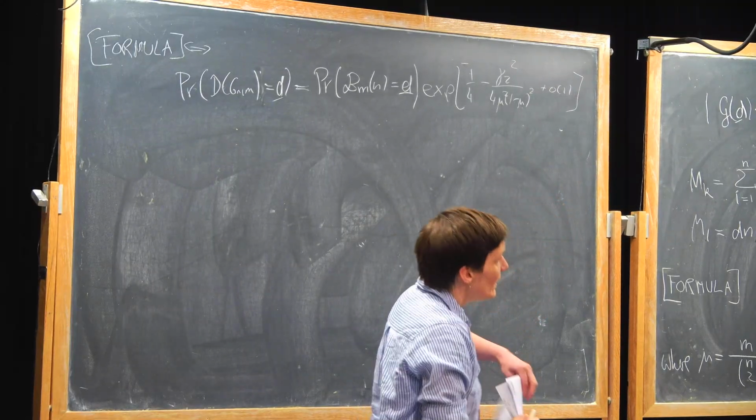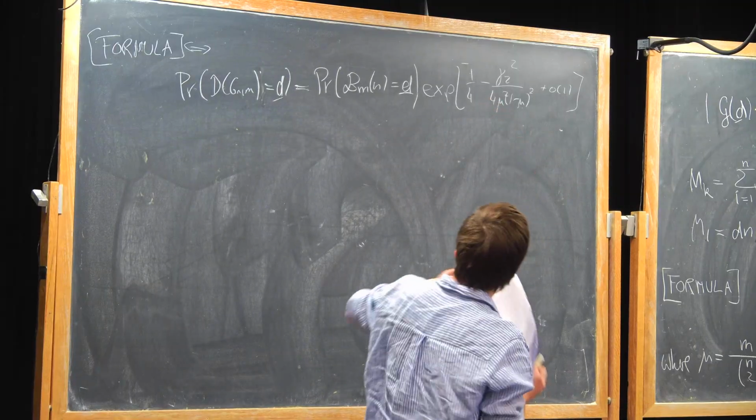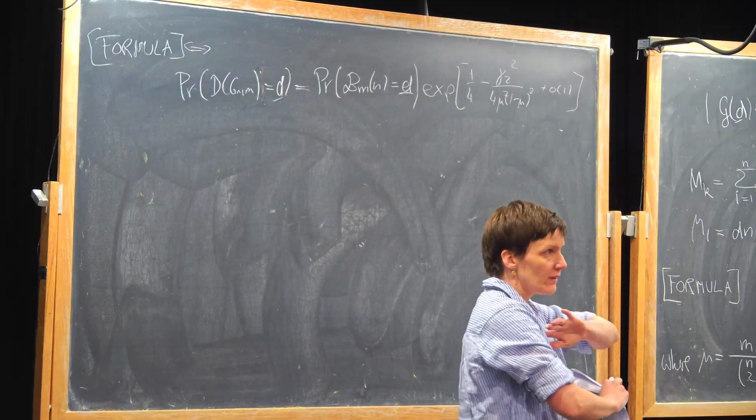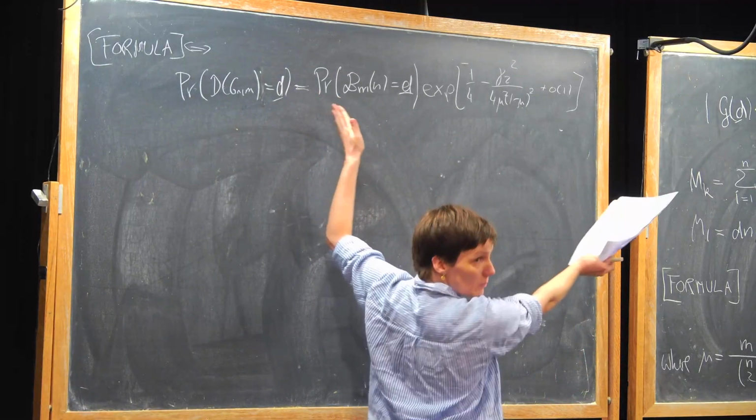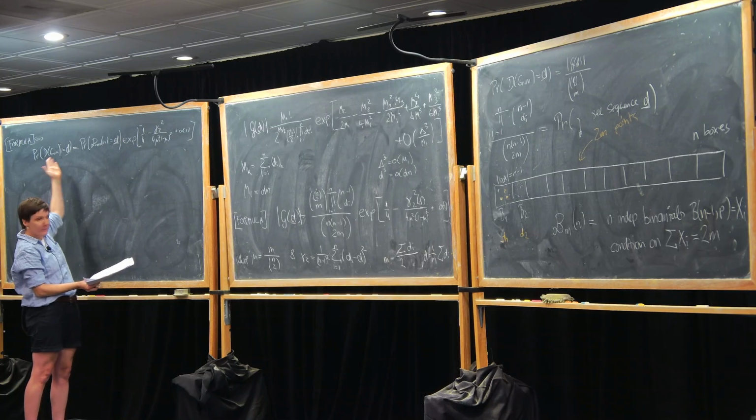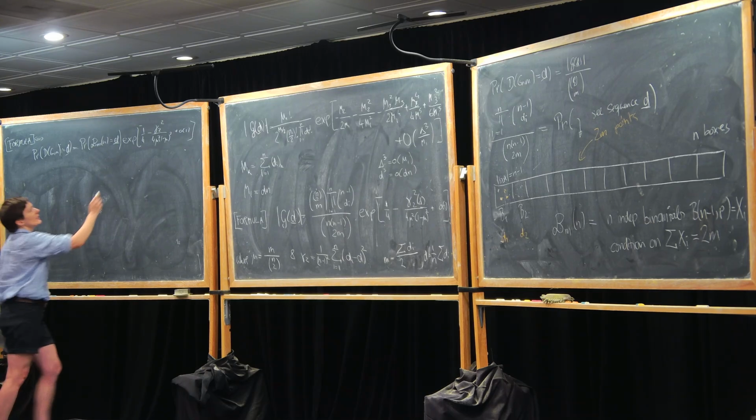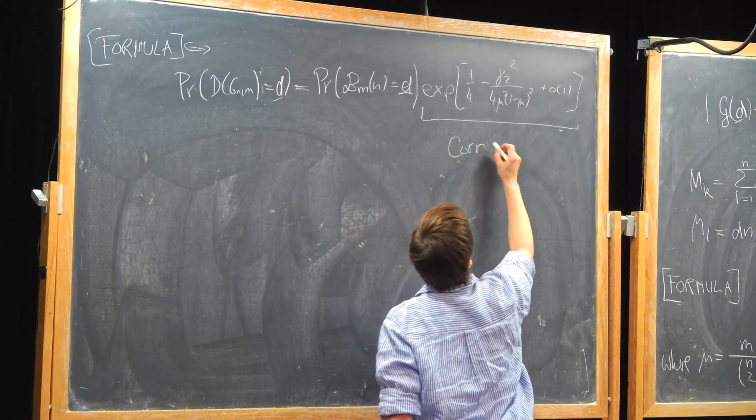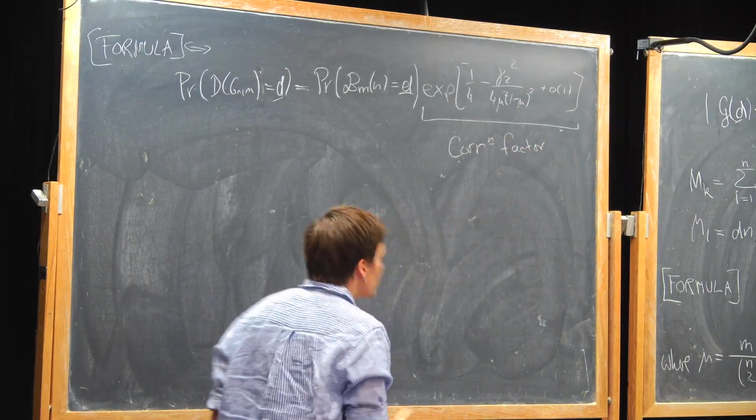Okay. Now, let me tell you something about this correction factor. Of course, we cannot possibly assume that this formula holds everywhere unless these things sum to 1, because we have a probability there. Okay. Now, what can we say about this correction factor? Let's just simplify this as the correction factor.